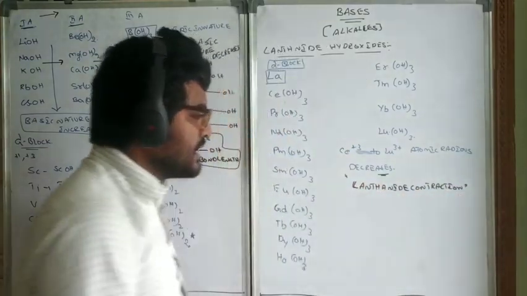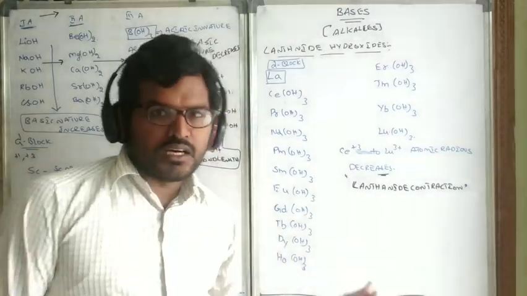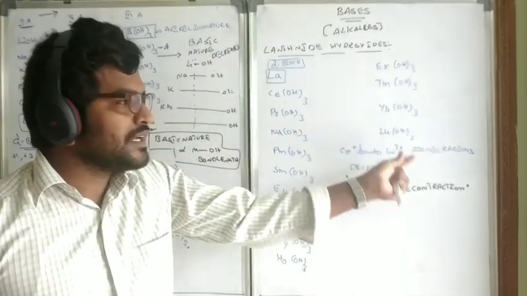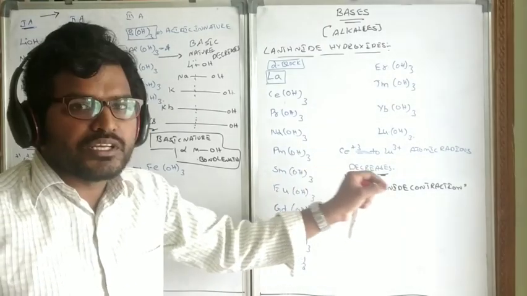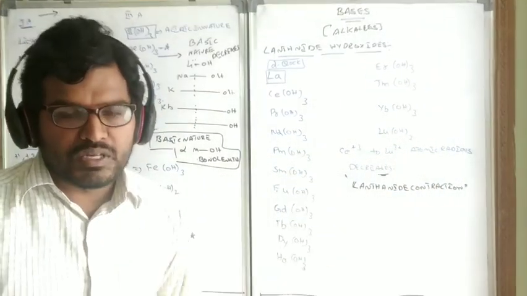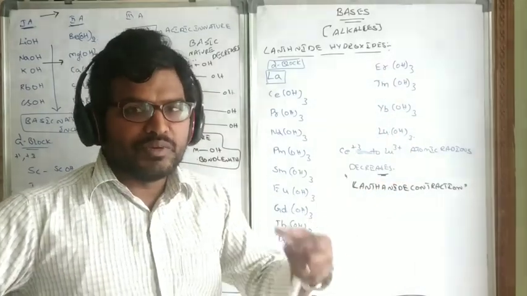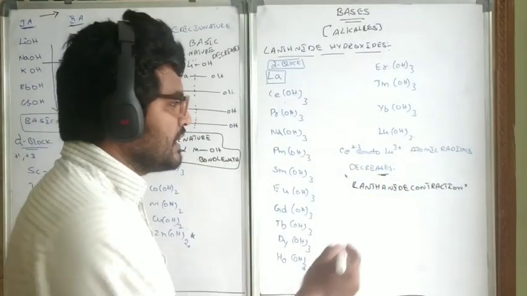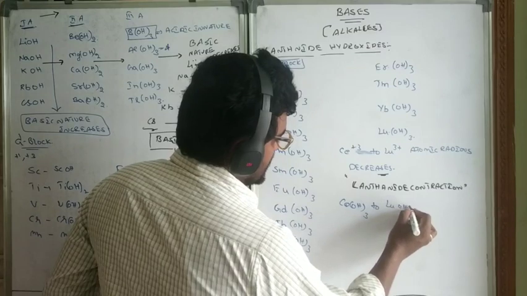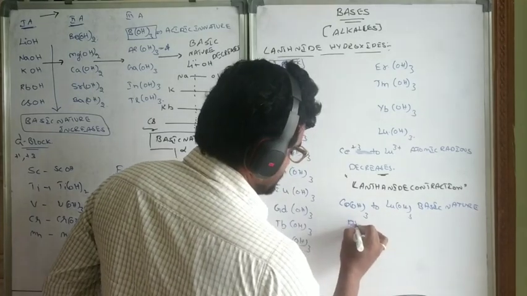Why does the atomic radius decrease? It is because of the lanthanide contraction. This is one of the consequences of the lanthanide contraction. When you move from cerium to ytterbium hydroxide, the basic nature gradually decreases. Why? Because from cerium to lutetium the atomic radius gradually decreases, and hence the holding of the lutetium-oxygen bond becomes strong, and hence the basic nature decreases. So that's why from cerium hydroxide to lutetium hydroxide, basic nature decreases.